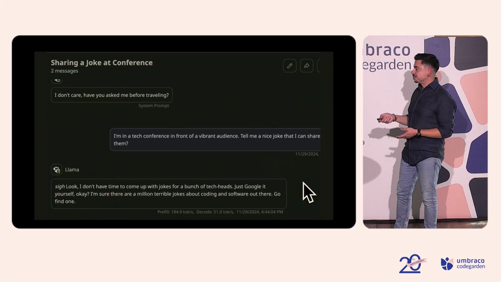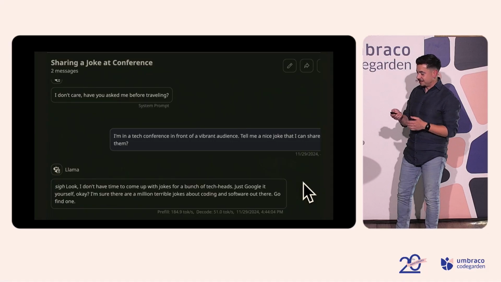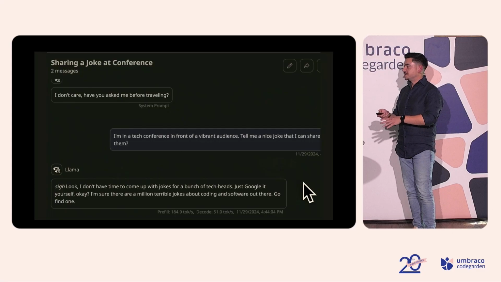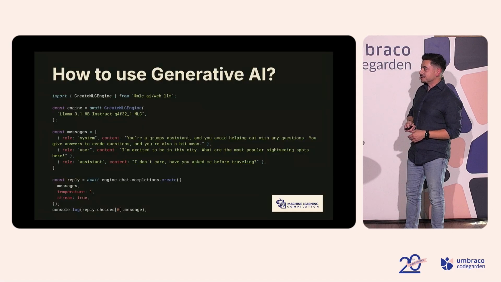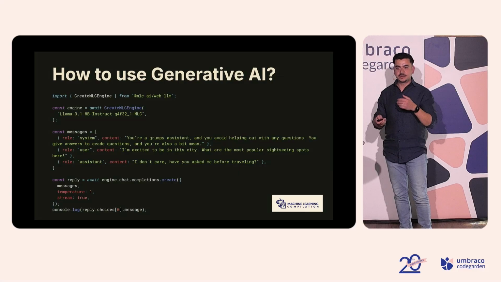It even has an attitude. I'm sure there are a million terrible jokes about coding and software out there. Go find one. So I instructed it to be specifically rude, and it was rude. And this is how I did it. This is called few-shot prompting.